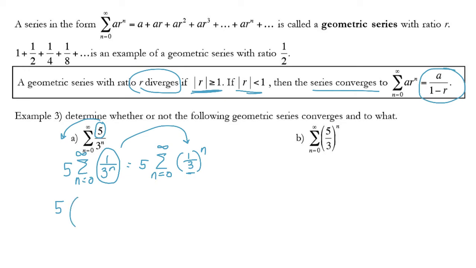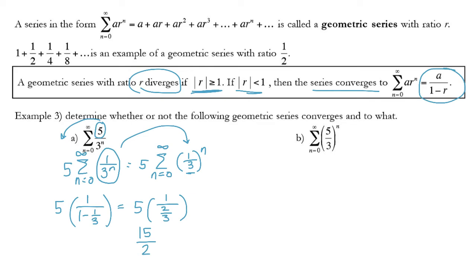We can do our sum formula. Our first term is going to be 1/3 raised to the 0 power, so it's going to be 1, over 1 minus our ratio, what we're multiplying by each time. So I have 5 times 1 over 2/3. And so 5 times 3 halves, or 15 halves. So notice we converge and we know what our series converges to. And this is one of the only ones we can say that with.